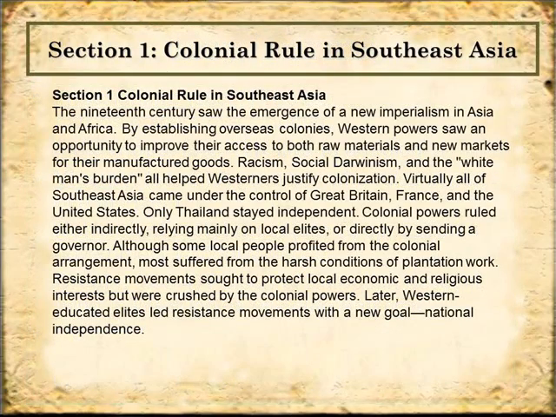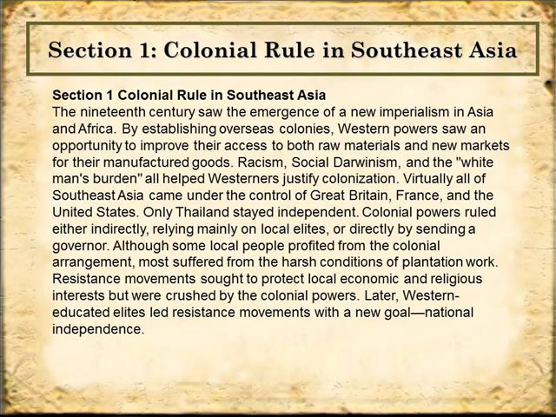So I always like to read a little intro from your book, and here's section 1, basically looking at Southeast Asia. The 19th century saw the emergence of new imperialism in Asia and Africa. By establishing overseas colonies, Western powers saw an opportunity to improve their access to both raw materials and new markets for their manufactured goods. Racism, social Darwinism, and the white man's burden all helped Westerners justify colonization. Virtually all of Southeast Asia came under the control of Great Britain, France, and the United States.